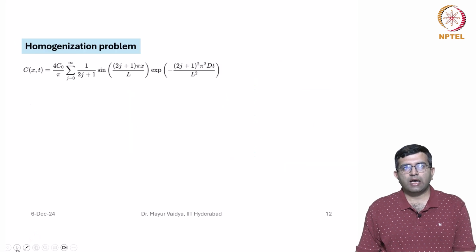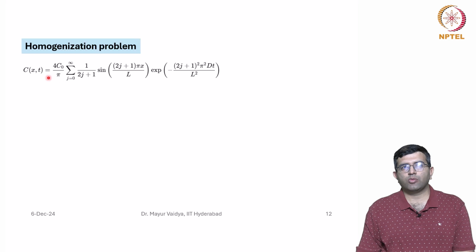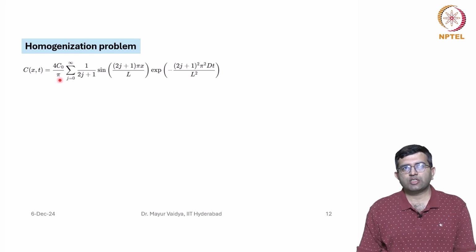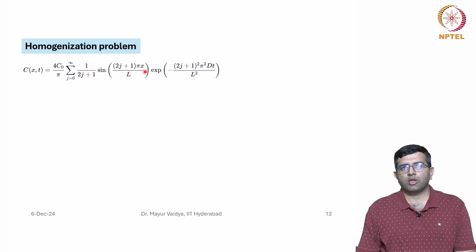So, coming to the last problem, that is the homogenization problem, where the formula is something like this: C of x comma t is equal to 4 C naught by pi, summation j equal to 0 to infinity, 1 by 2j plus 1, sin of (2j plus 1) pi x by L, exponential of minus (2j plus 1) whole square pi square Dt by L square.